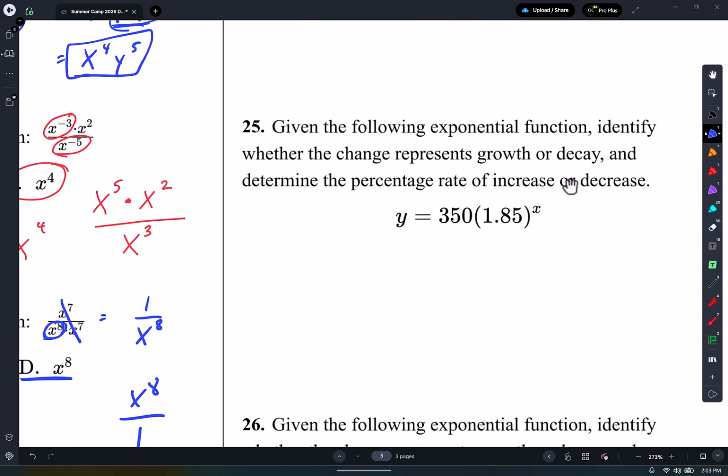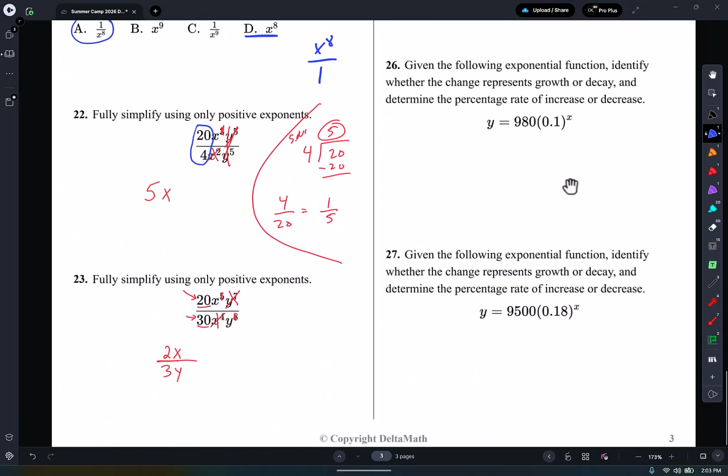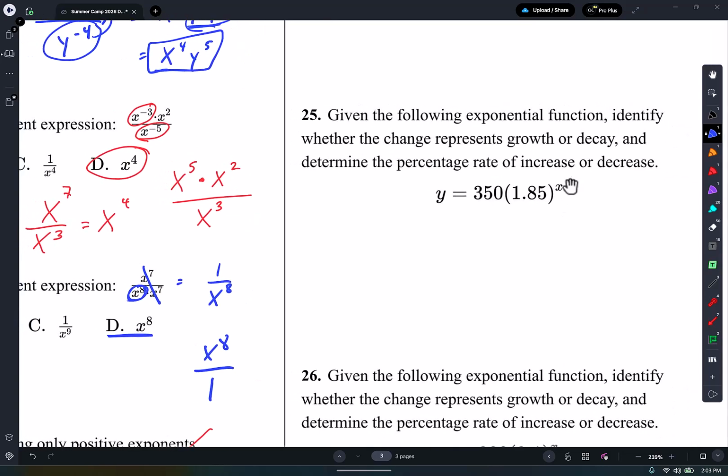All right, so I need everyone's attention for these because these are the brand new ones for you guys. So put a side note, and I'm going to say this. This is in the form of y equals a times b to the power x. What do we call this form? This is called exponential form. Are we still okay?